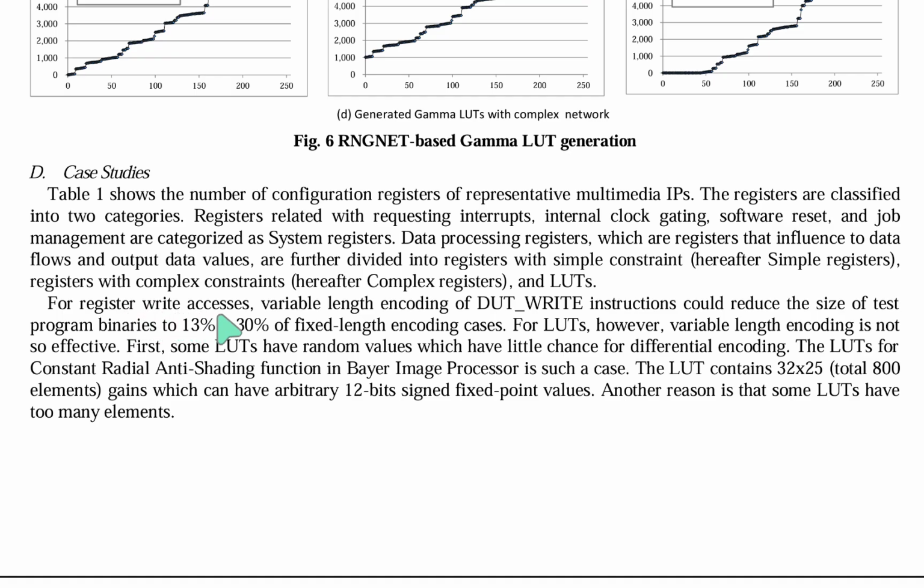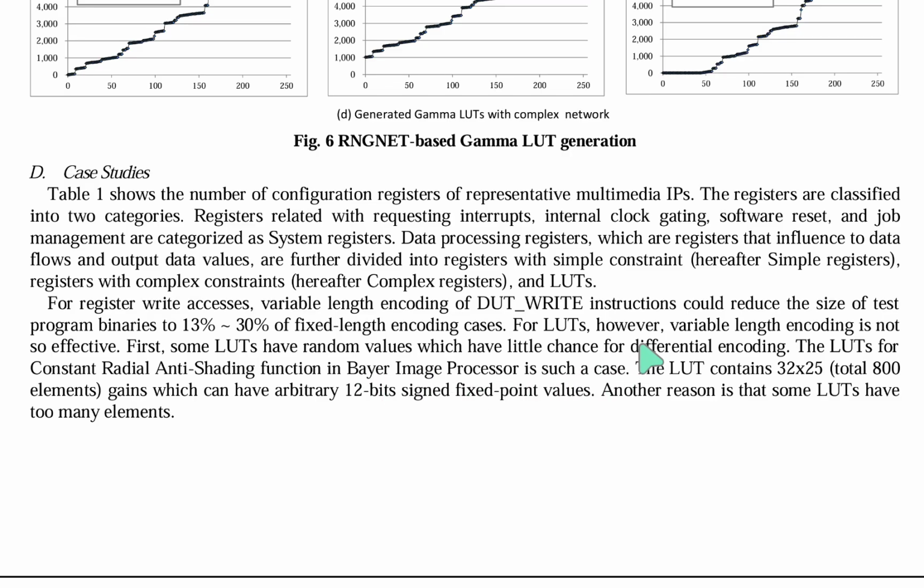For register write accesses, variable length encoding of the DUT_write instruction could reduce the size of test program binaries to 13% to 30% of the fixed length encoding cases. For LUTs, however, variable length encoding is not so effective. First, some LUTs have random values which have little chance for differential encoding. The LUT for the constant radial anti-shading function in the Bayer image processor is such a case.